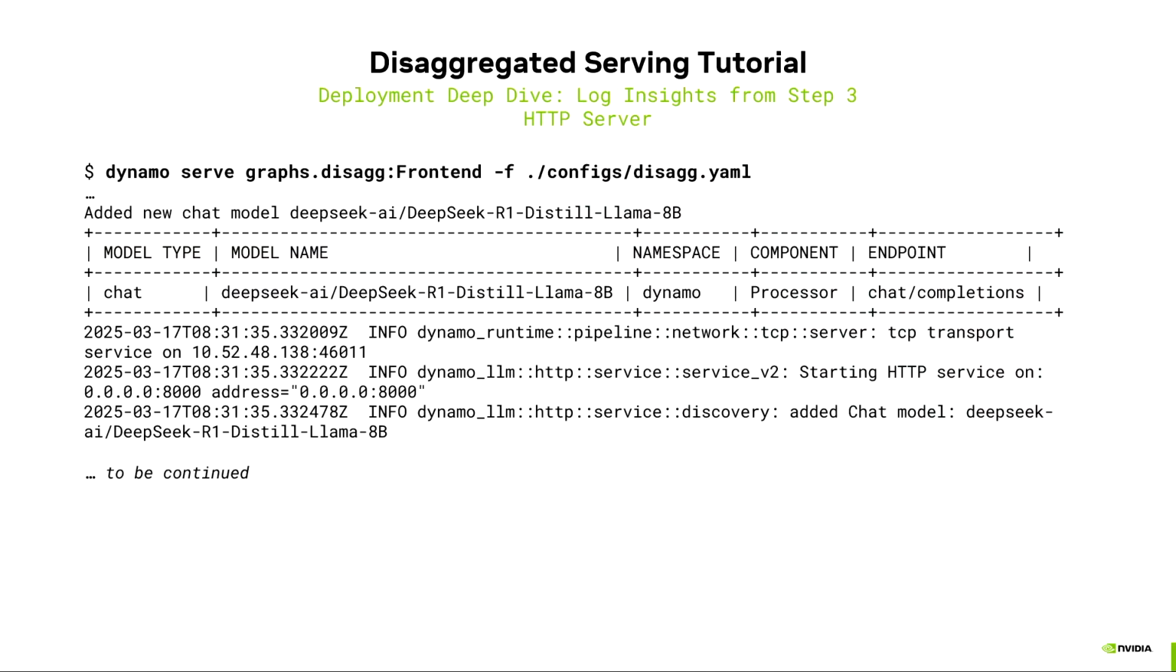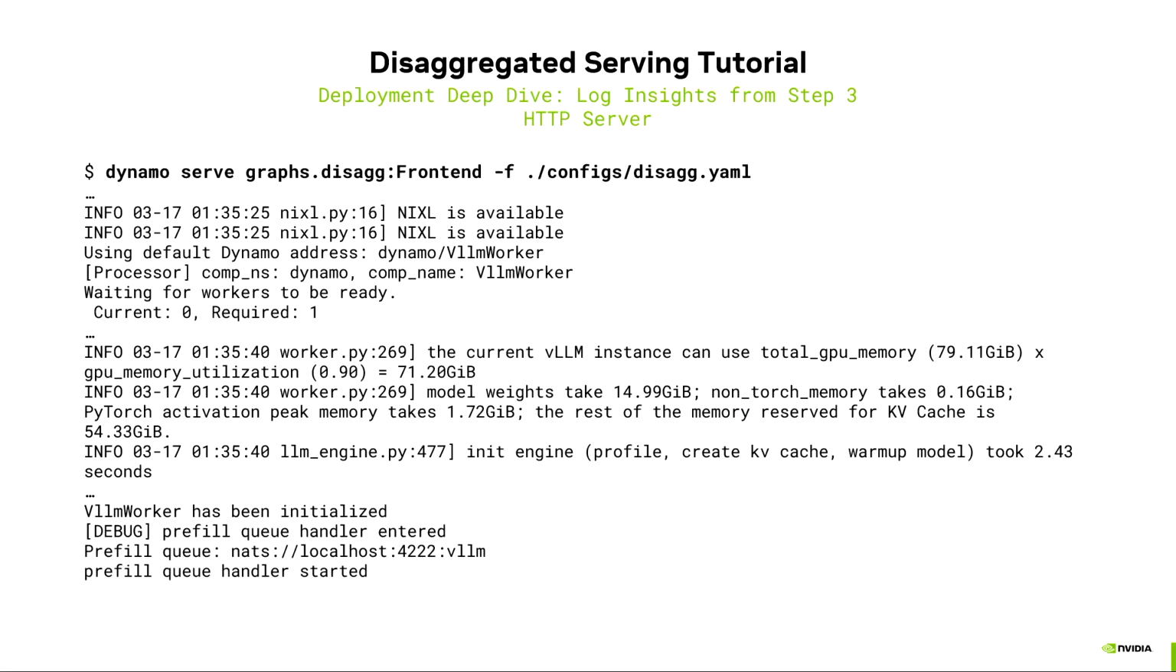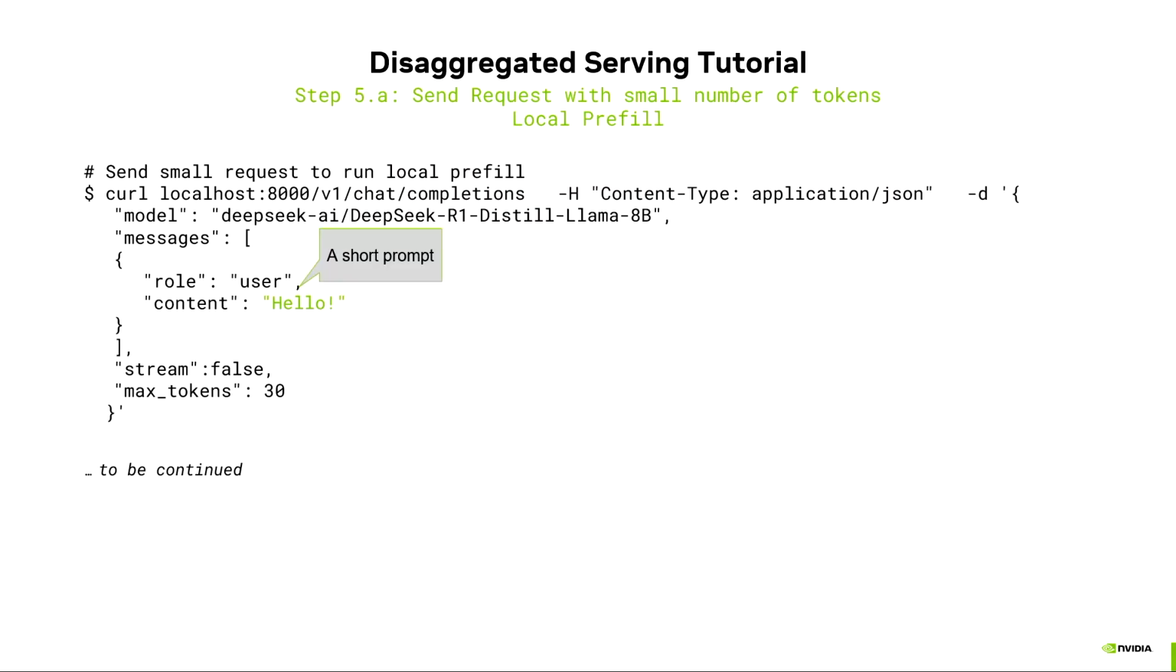So once you launch this command, Dynamo serve these graphs, you will see a bunch of logs coming, and it shows that the endpoint that you requested has been added, and the HTTP server is up. And over here, you see that the VLLM worker and the prefill worker have loaded the model, and they are also initialized and ready to serve requests.